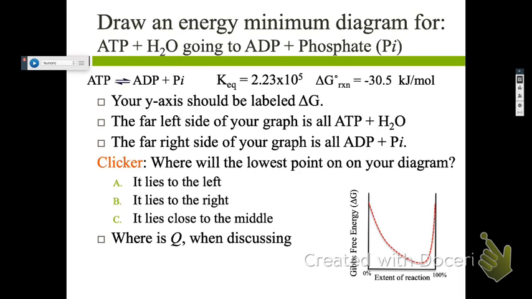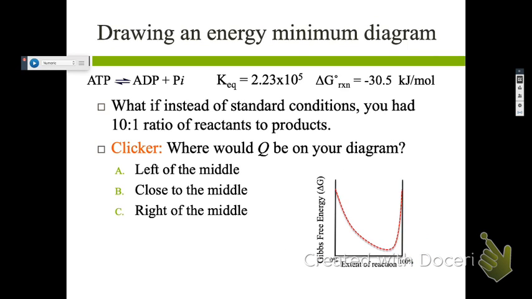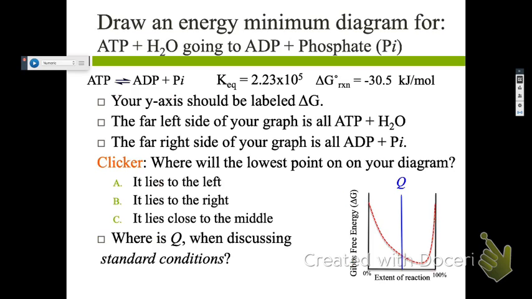So, if this is our Gibbs free energy diagram, and we drew it from the information at the top, where's our Q value? What Q are we using to draw that diagram? Standard conditions, right? Q value of 1. We know that from standard conditions, the reaction favors products. That's what that negative sign on delta G naught means. That's why we are able to draw the minimum to the right.